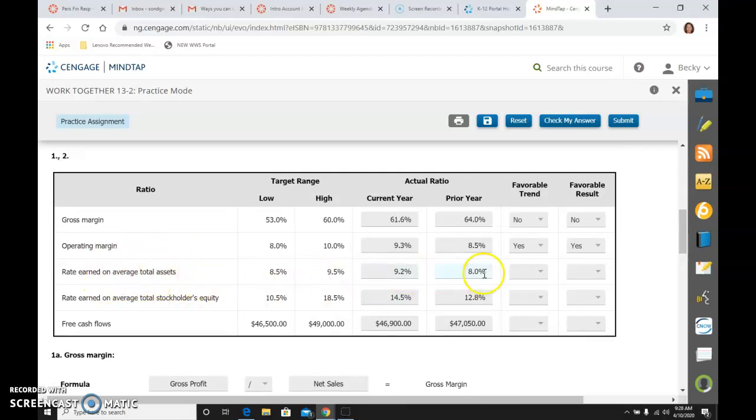Rate earned on average total assets. Favorable trend, it went up, which is good. And it wants you to be between 8.5 and 9.5, and 9.2 is. Last year, not so good, but this year, yes, so it's favorable. And then the rate earned on average total equity went from 12.8 to 14.5. That's a good thing, and our 14.5 is in our target range, so that's a good thing.